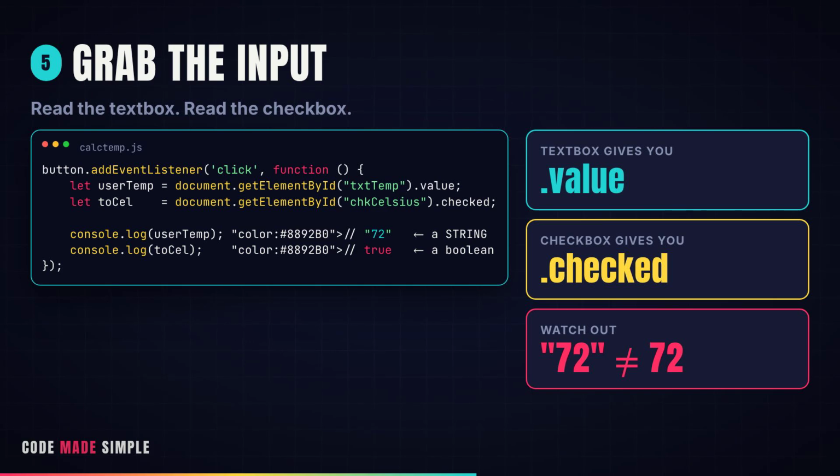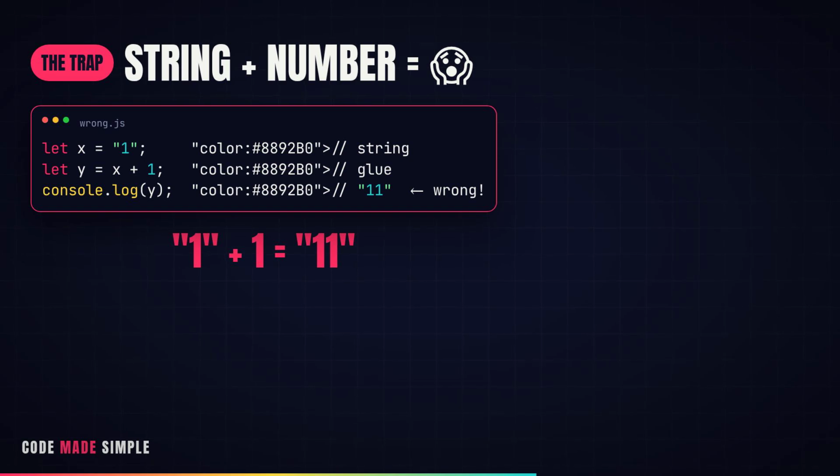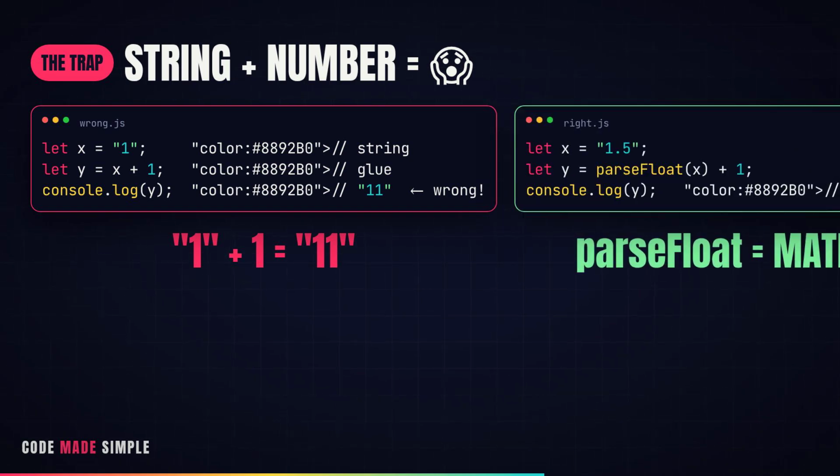Here's the trap that kills beginners. In JavaScript, 1 plus 1 is 2. But "1" plus 1 is 11. The plus sign glues strings together. So before you do math, convert the string to a number. parseFloat for decimals. parseInt for whole numbers. Miss this and your calculator prints garbage.